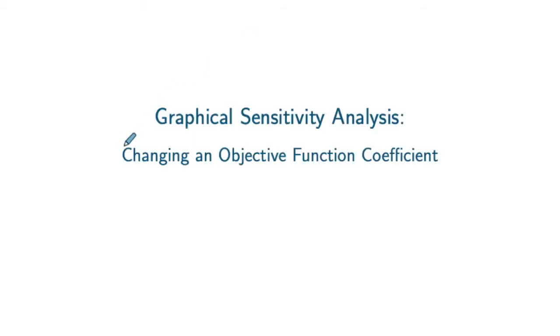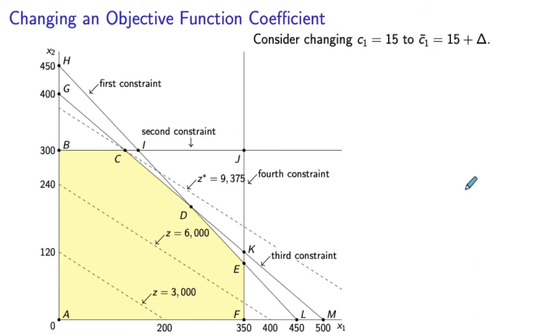The first case we analyzed graphically was changing an objective function coefficient, and the key insight here is that first you identify the binding constraints at the optimum. In our case, the optimal point is this C here, and the binding constraints are given by this line and this line. And for the currently optimal solution to remain optimal, what needs to happen to the isoprofit line?